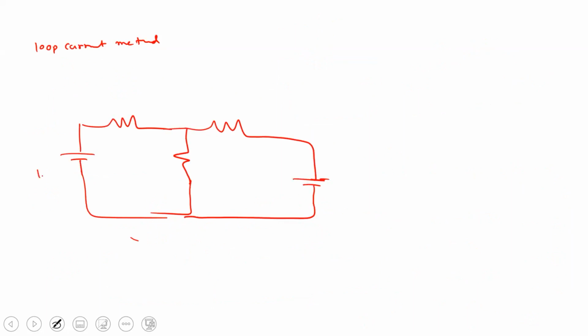So what is this value? 10 volts, right? 20 volts, right? 20 volts. Yes, sir. This is 10 ohm. So this is 5 ohm, right? And this is 2 ohm. And this is 8 volts. Yes. Okay. Right.